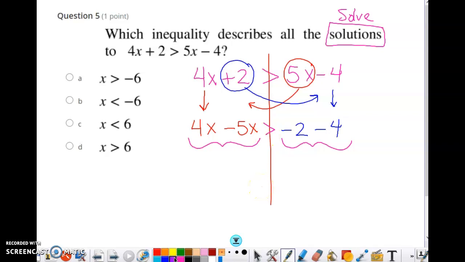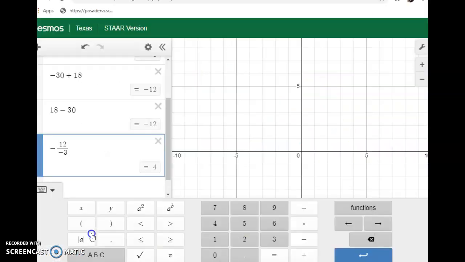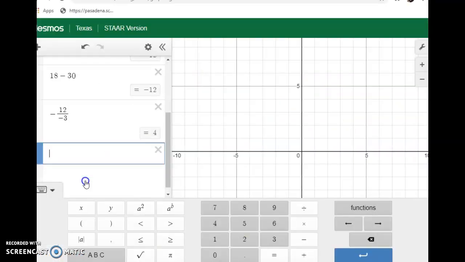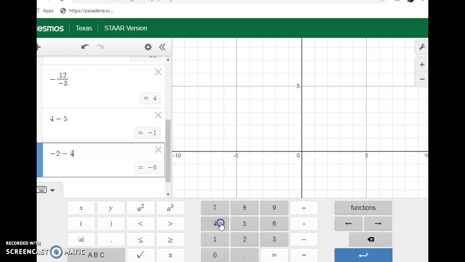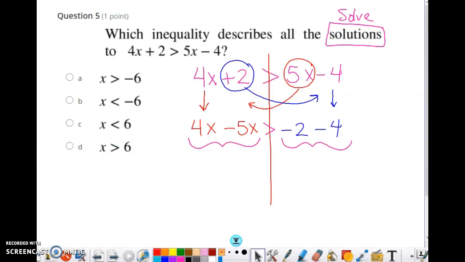All right, so we're going to put this in the calculator. It's going to be 4 minus 5, and then we're going to put negative 2 minus 4 in decimals. 4 minus 5 gives me a negative 1, and then negative 2 minus 4 gives me a negative 6. So on the left side, I'm going to have negative 1. On the right side, I'm going to have negative 6.